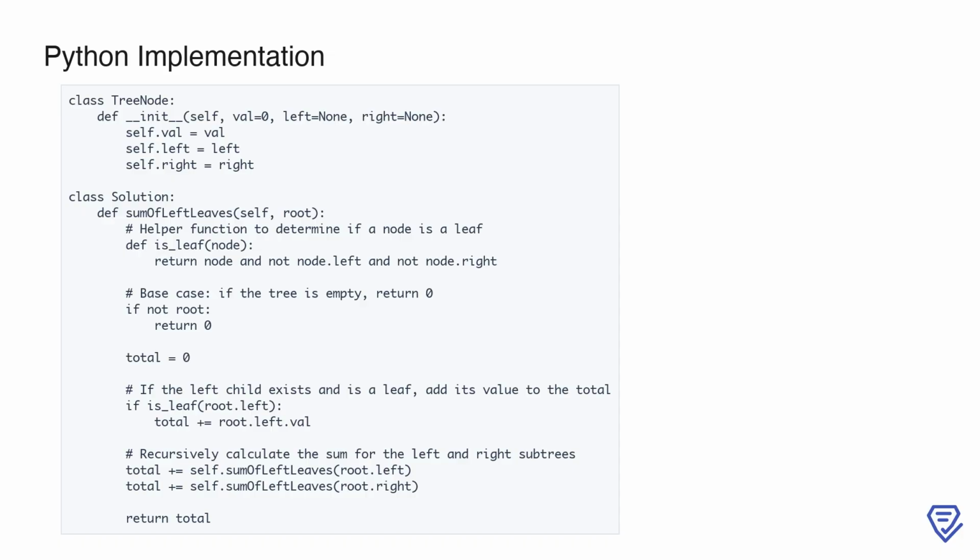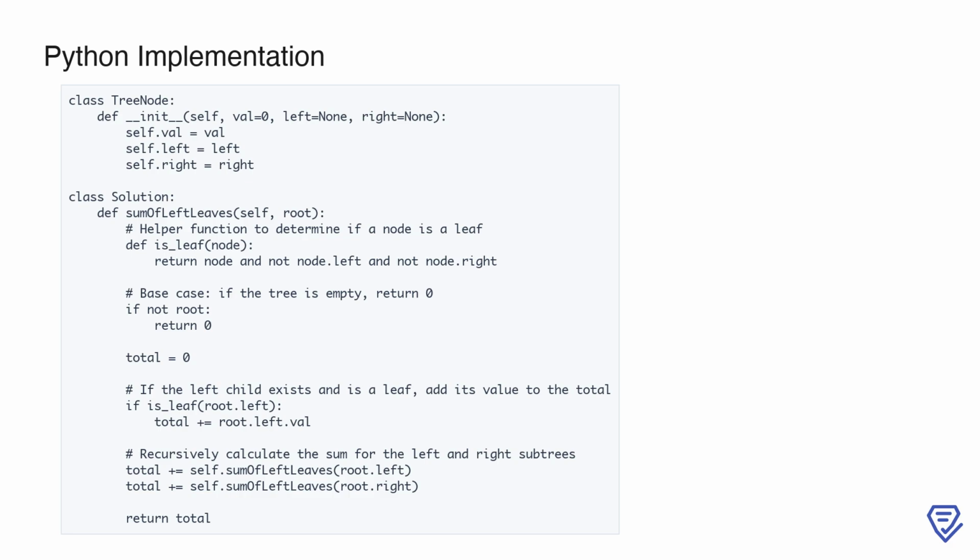Next, a total variable is initialized to 0. This variable accumulates the sum of all left leaf values as the tree is traversed. The function checks if the current node's left child exists and is a leaf, using the is_leaf function. If true, the left child's value is added to total. The function then recursively calculates the sum of left leaves for the left and right subtrees by calling sumOfLeftLeaves on root.left and root.right, respectively. These recursive calls ensure that all nodes in the tree are processed, and any left leaves encountered are included in the sum. Finally, the total is returned, representing the sum of all left leaves in the binary tree.